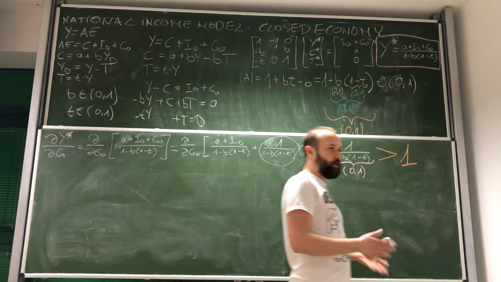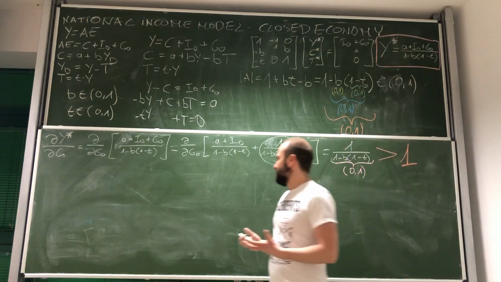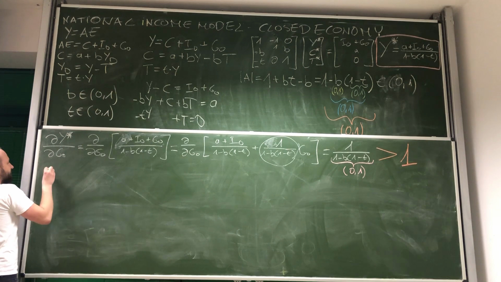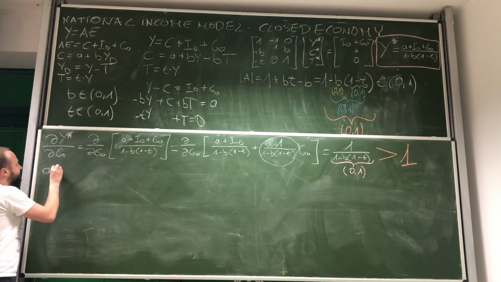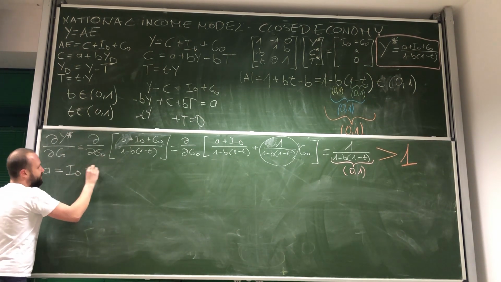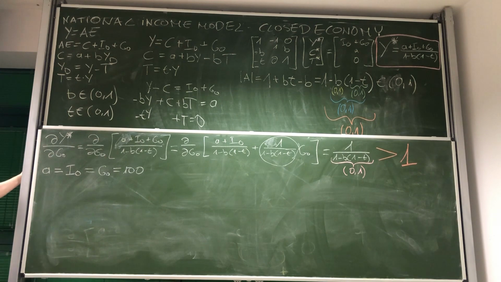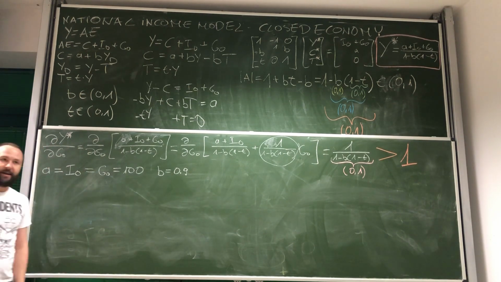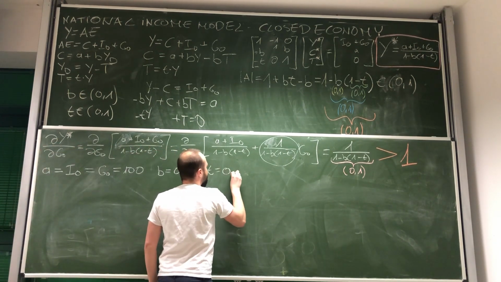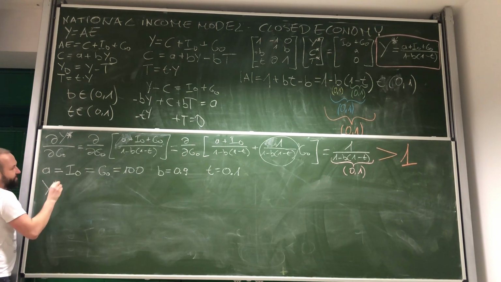To illustrate those consequences, let's use an example with actual numbers. Let's just say the economy is given by the following values. Autonomous consumption, autonomous investment, and autonomous government spending are all equal to 100. Then let's say that the marginal propensity to consume is relatively big, 0.9, and taxes are relatively low, just 10% of our income. Okay, let's calculate the equilibrium level of income in this setting.